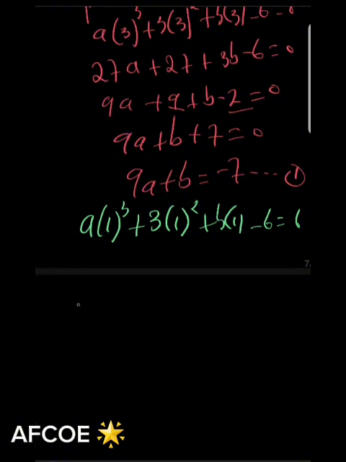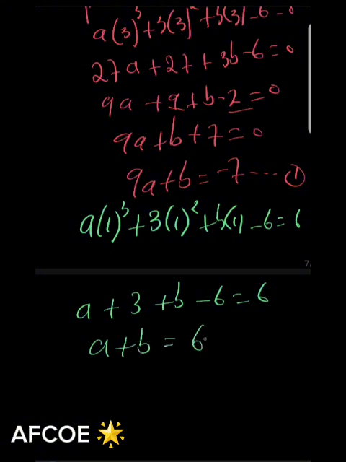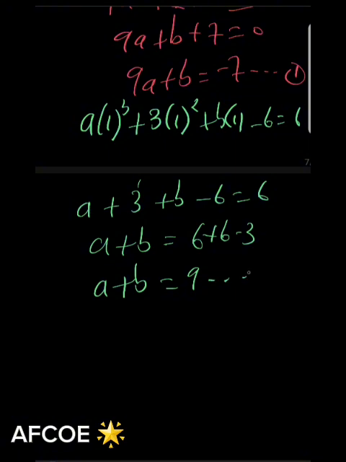1 cubed is 1 times a still gives you a, plus 3. 1 squared is 1 times 3, plus b, minus 6 equals 6. So I can join these ones here. We'll have a plus b is equal to 6 plus 6 minus 3. So I've taken this one the other way, the sign changes. Each time a number is crossing the equal sign, the sign changes. So a plus b will be equal to 6 plus 6 is 12 minus 3. I think that should give you 9. So this is now our second equation.